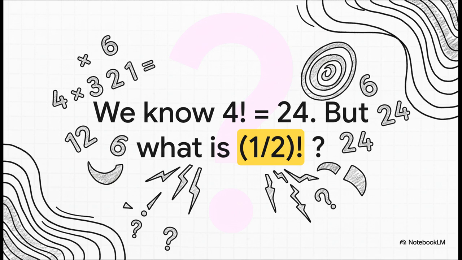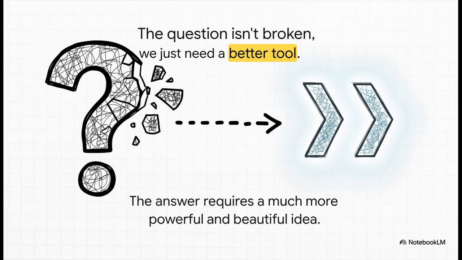I mean, how do you even do that? How can you multiply a descending list of numbers when you start with a fraction? The question itself just feels wrong. Well, here's the thing. The question isn't broken at all. We just need a better tool to crack it open.